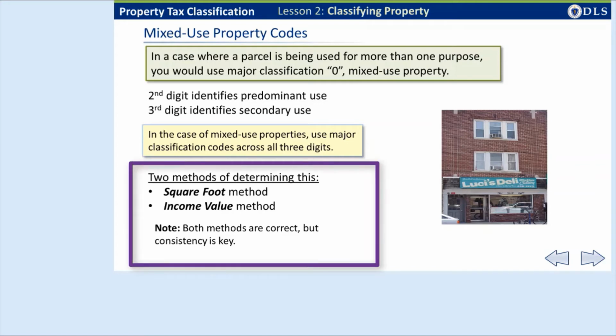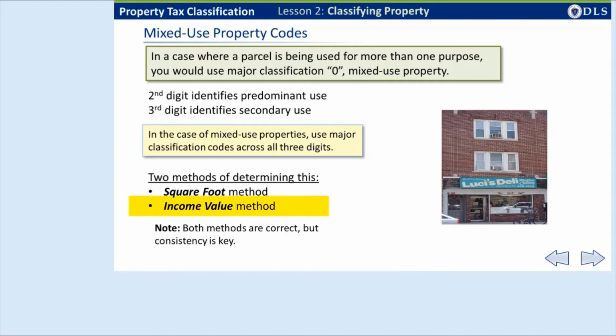There are two methods of determining this. In most cases, the predominant use of a building is determined by which use uses the most square footage. This method is referred to as the square foot method. Some communities, however, use the income value to determine the predominant use. This method is referred to as the income value method. You will need to ask which method your community is using.